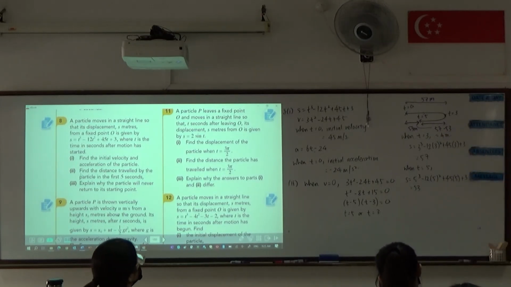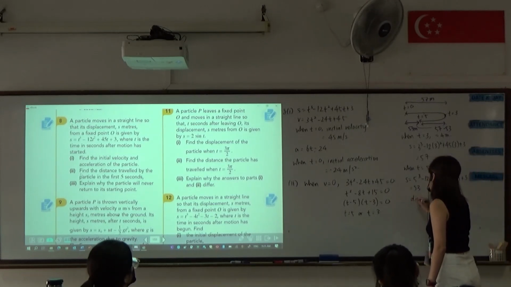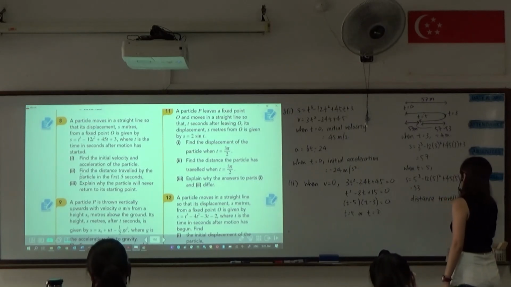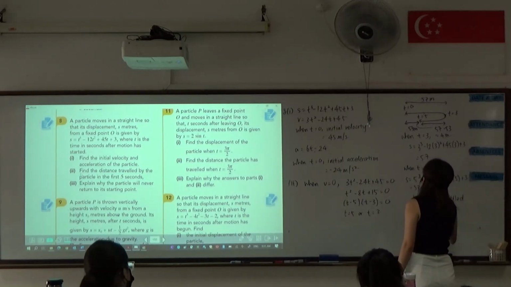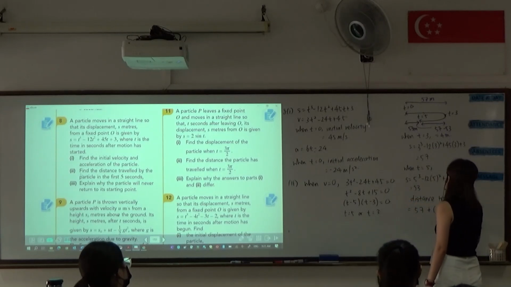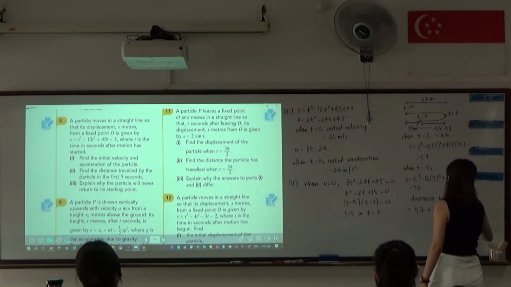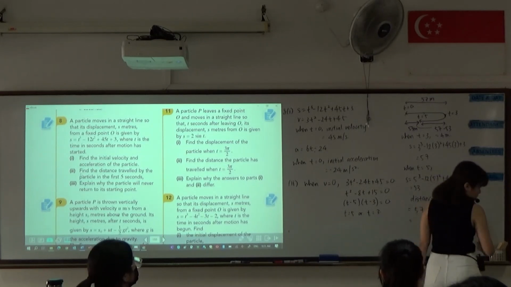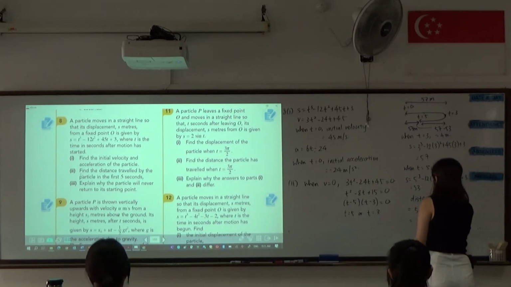Okay, so my diagram is not quite drawn to scale. So therefore, the distance traveled will be 57 meters plus 57 minus 53. That will give us 61 meters.